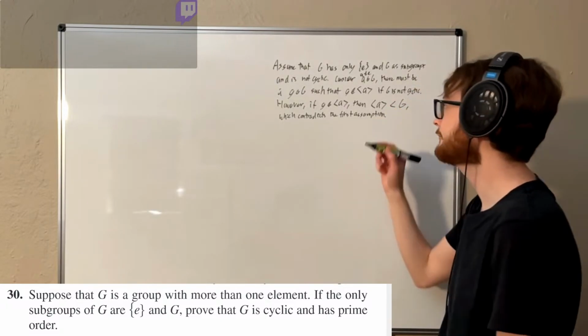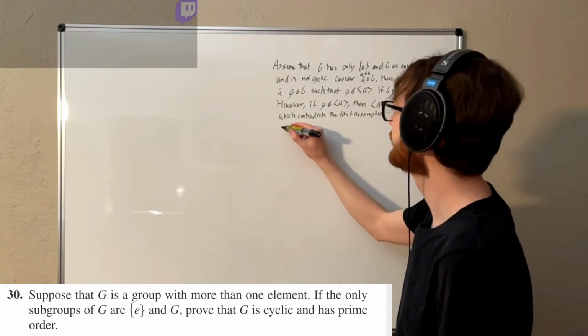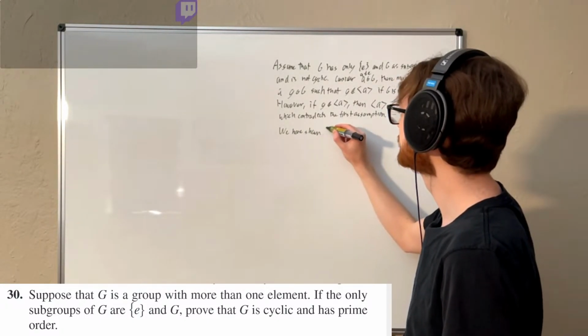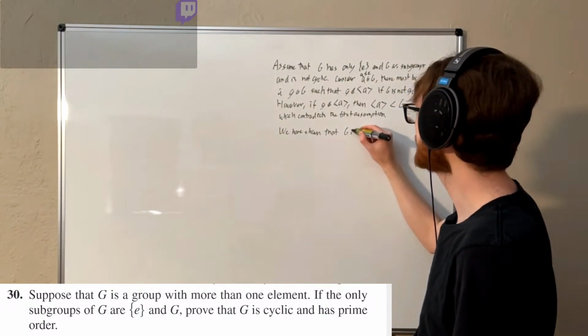Okay, there we go. So now we have shown that G is cyclic.